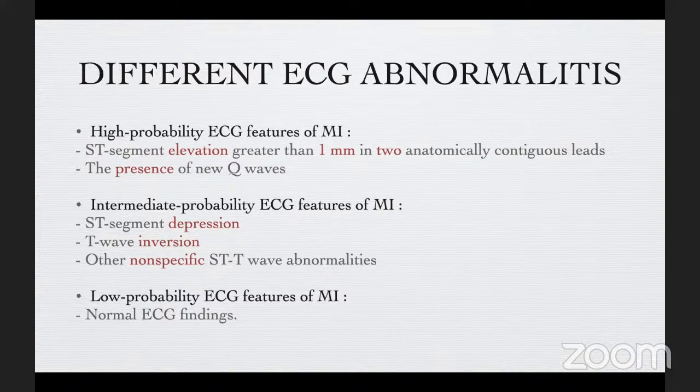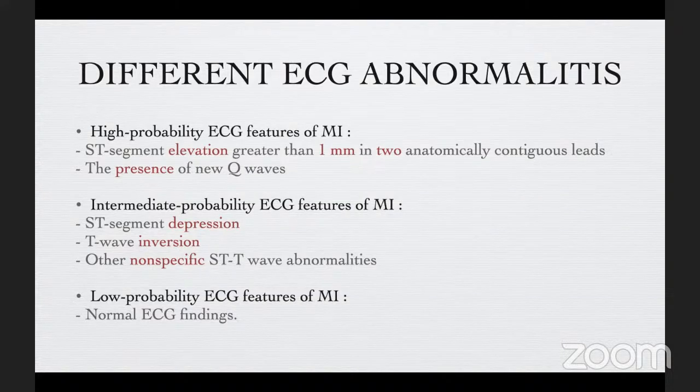High probability ECG features of MI are ST segment elevation greater than 1 millimeter in anatomically contiguous leads, and the presence of a new Q wave. Intermediate probability ECG features of MI include ST segment depression, T wave inversion, and other non-specific ST-T wave abnormalities. Low probability ECG features of MI are a normal ECG finding. However, normal or non-specific findings on an ECG do not exclude the possibility of MI.